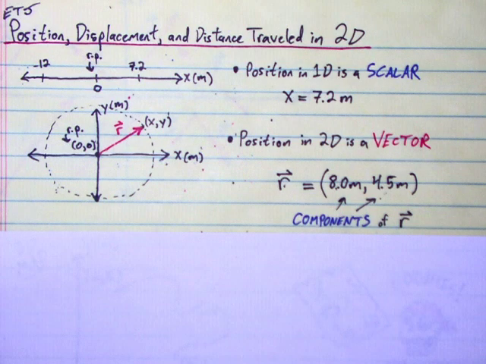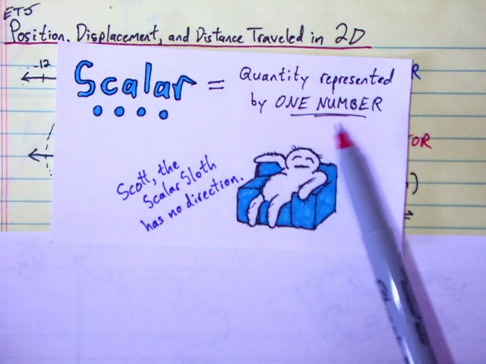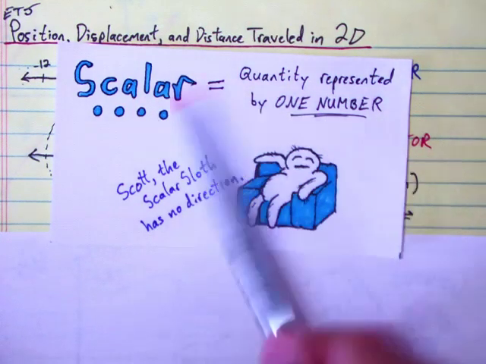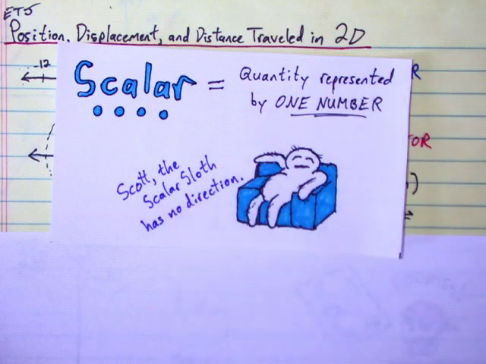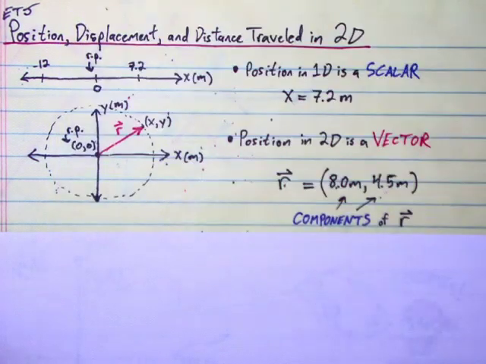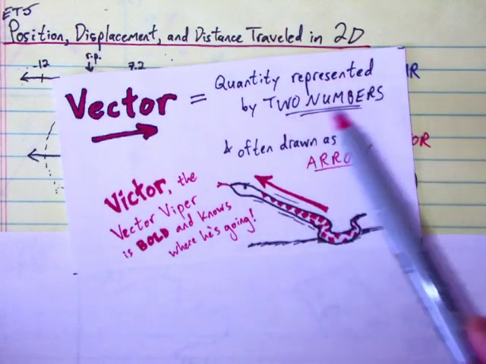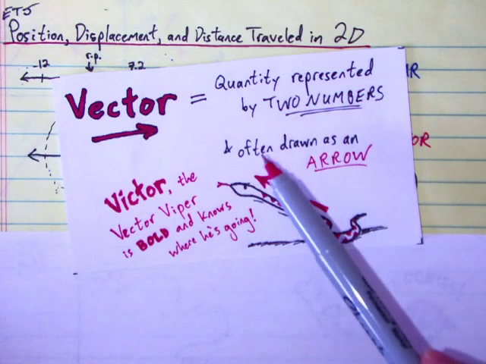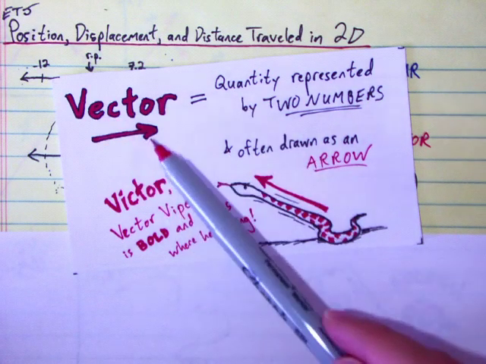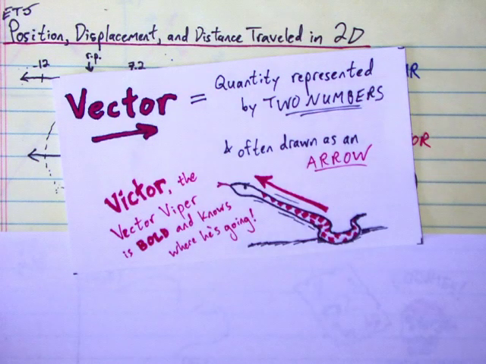Okay, so let's recap here, scalars versus vectors. A scalar, that's a quantity represented by just one number. Whenever we're in 1D, everything is a scalar. You only need one number to specify it. And a scalar has no direction to it. A vector, on the other hand, always requires two numbers to define it. And we often draw it as an arrow. So when we're in 2 dimensions, many of our quantities are now vectors. Not all of them, but many of them will be vectors. They will require two numbers to specify.